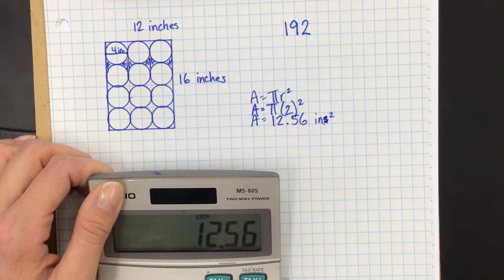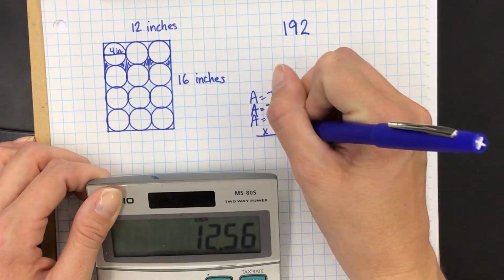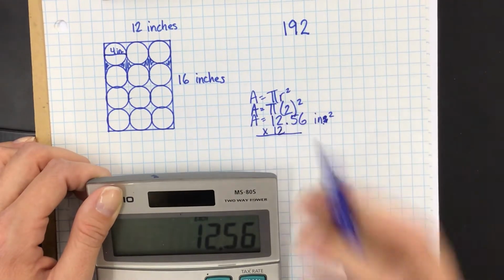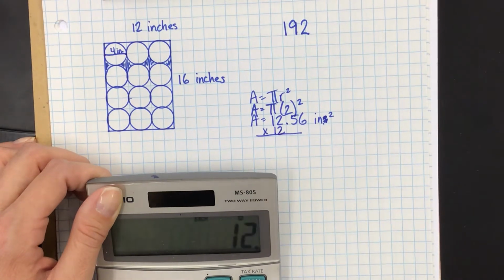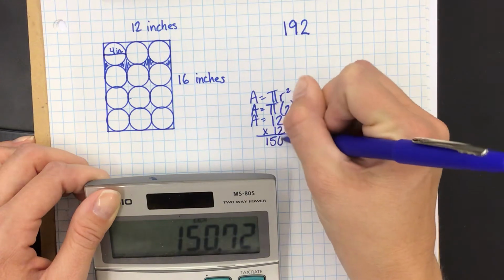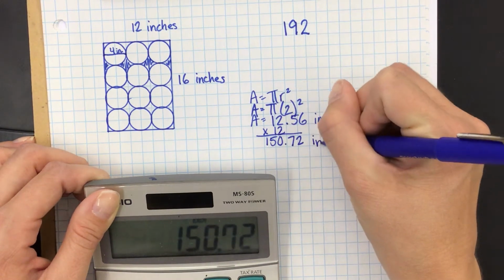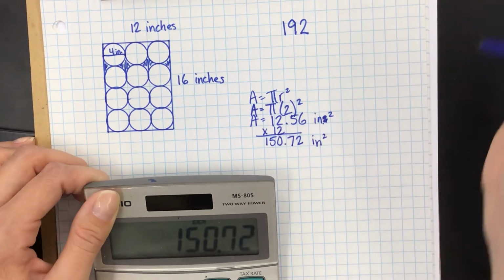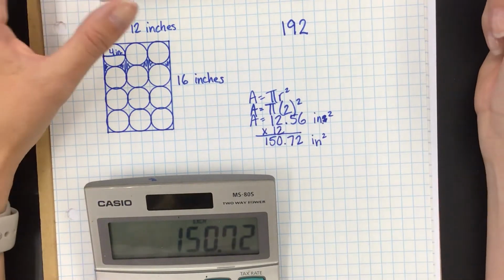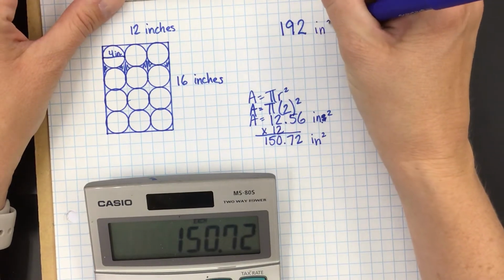Since I found the area of one, now let's multiply it by the 12 cans that we have. So I'm getting that the area of all 12 cans is 150.72 inches squared. Okay, so here's the area of my rectangle.